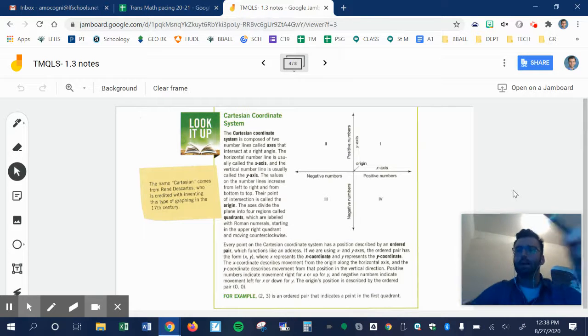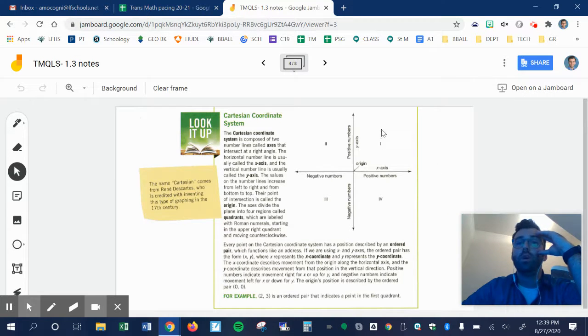First of all, let's talk about the quadrants. We know x is positive going to the right and x is negative going to the left, and y is positive going up and y is negative going down. This is our x-axis here, and the y-axis. The point at the center is called our origin. That's 0, 0.